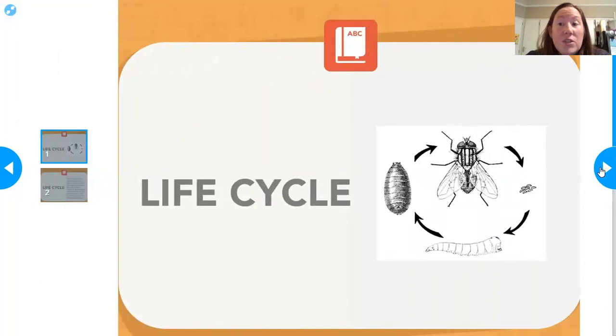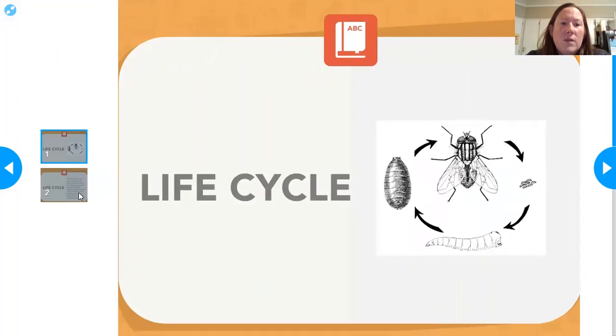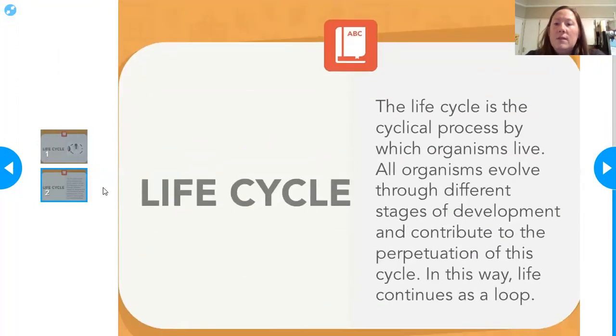Life cycle. Well, this one should be a review from last week. We looked at life cycles last week. So let's take a look. What do you remember? The life cycle is a cyclical process by which organisms live. All organisms evolve through different stages of development and contribute to the perpetuation of this cycle. In this way, life continues as a loop. And we remember that catchy song last week about the life cycle, how we're born, we grow, we live, we reproduce, we die.